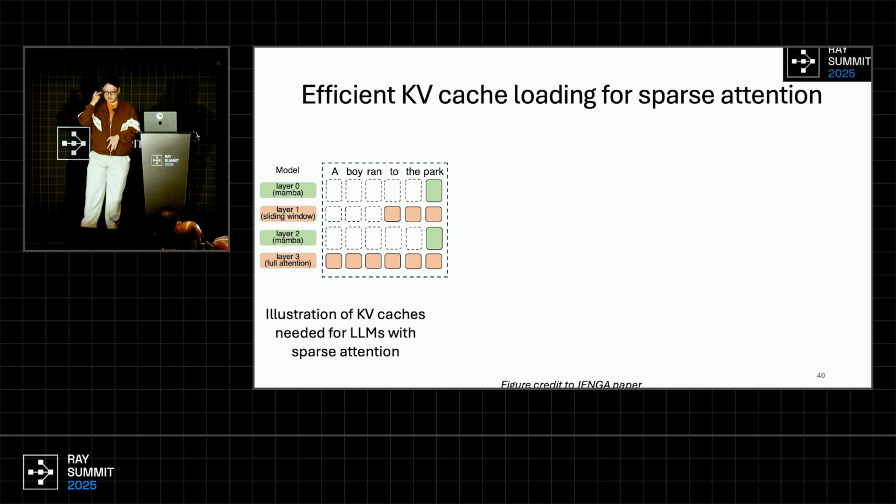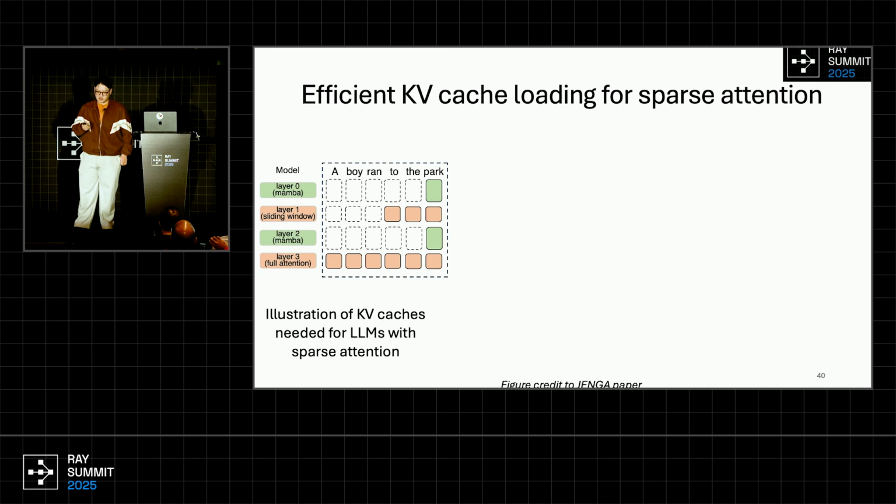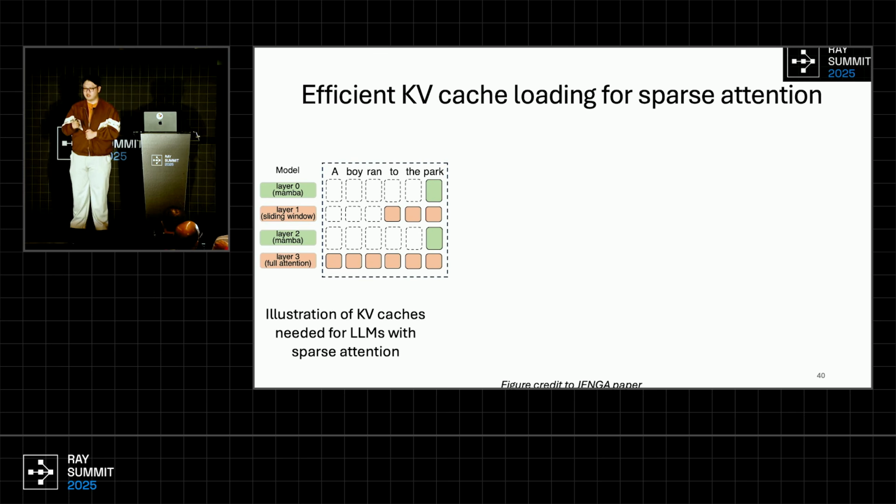And we are also supporting efficient KV cache loading for sparse attention. With sparse attention, not all KV caches need to be loaded, so there's a lot of space to save. For example, take a look at this model where the top layer and the third layer use Mamba. For Mamba, you only need the KV cache for the last token. The second layer uses sliding window, and for a sliding window layer, you only require the KV cache inside the window. So there's a lot of KV cache that does not need to be loaded.